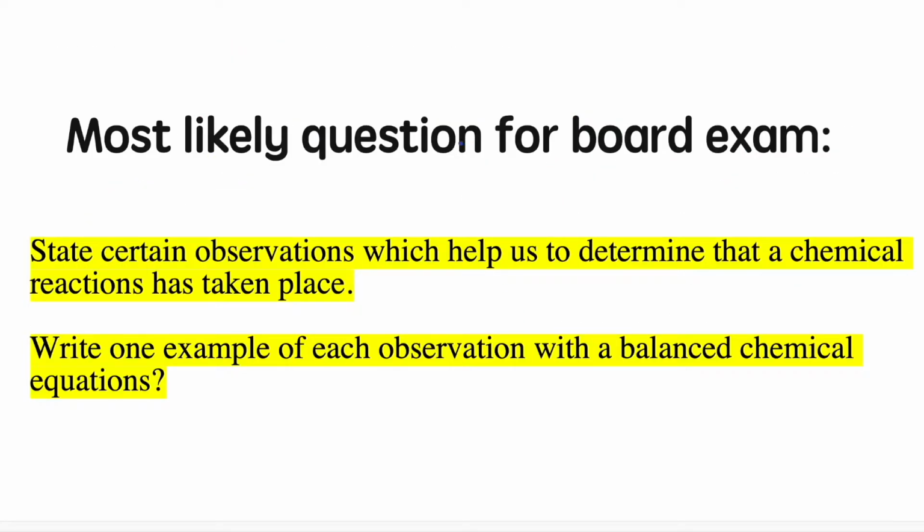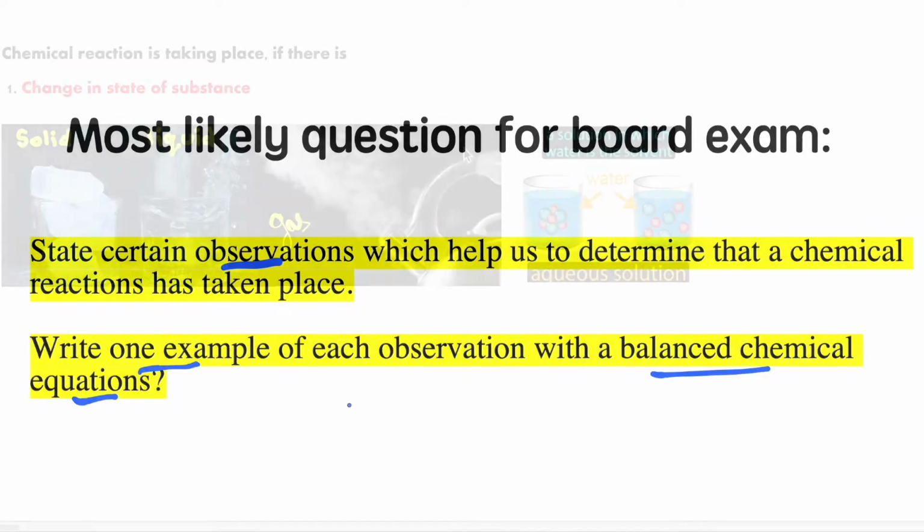Children, the most likely question for the board exam on this topic is: state certain observations which help us to determine that a chemical reaction has taken place. Write one example of each observation with a balanced chemical equation. In this video, I'll discuss all the observations with examples, and the part of balancing the chemical equation will be explained in detail in some other video. So let us move on.